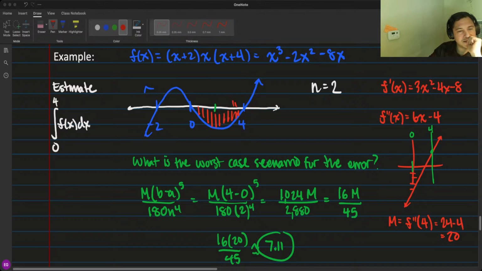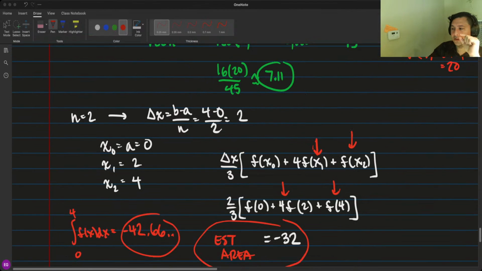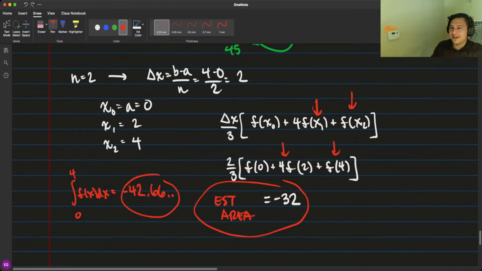I got negative 42. For my estimate, I put 2/3 times f of 0. Oh, plus, I did enter something in wrong into Wolfram. Oh, okay. When I entered it into Wolfram, I accidentally put a 3 here. So I fixed that. Okay, the actual estimated area. Okay, thank God. Oh, okay, guess what the actual estimated area is?